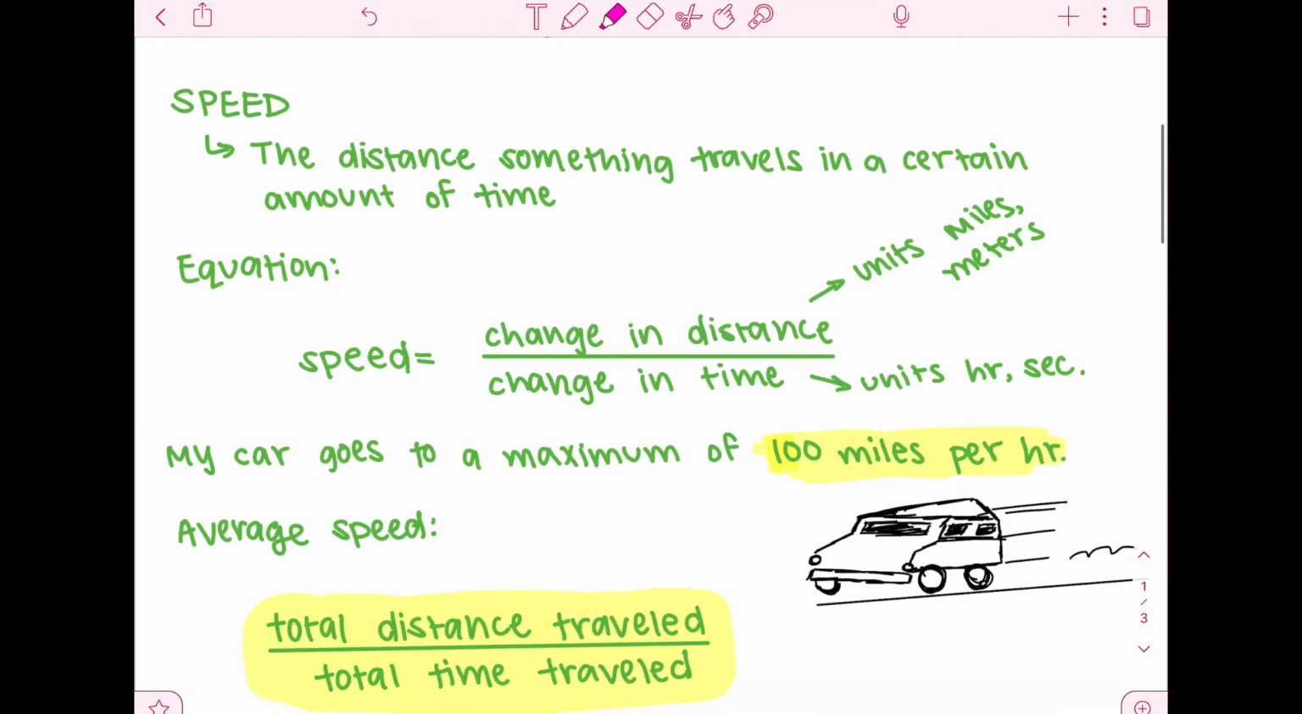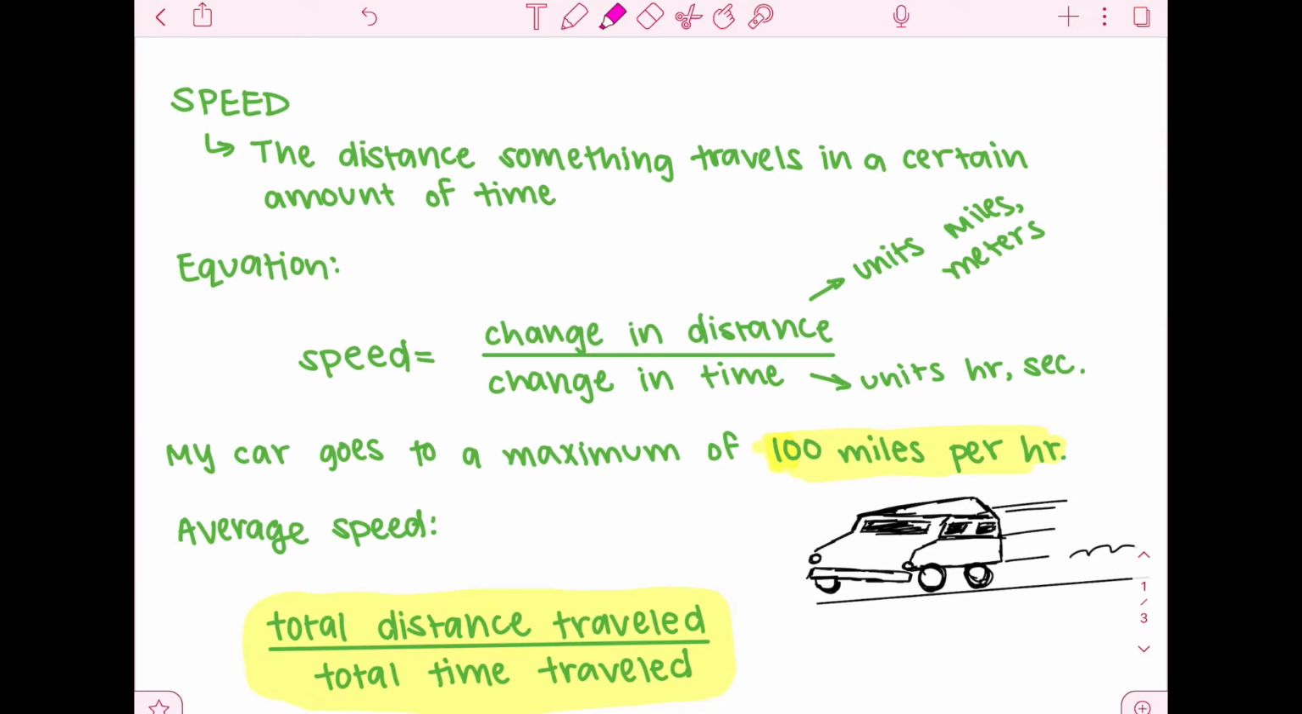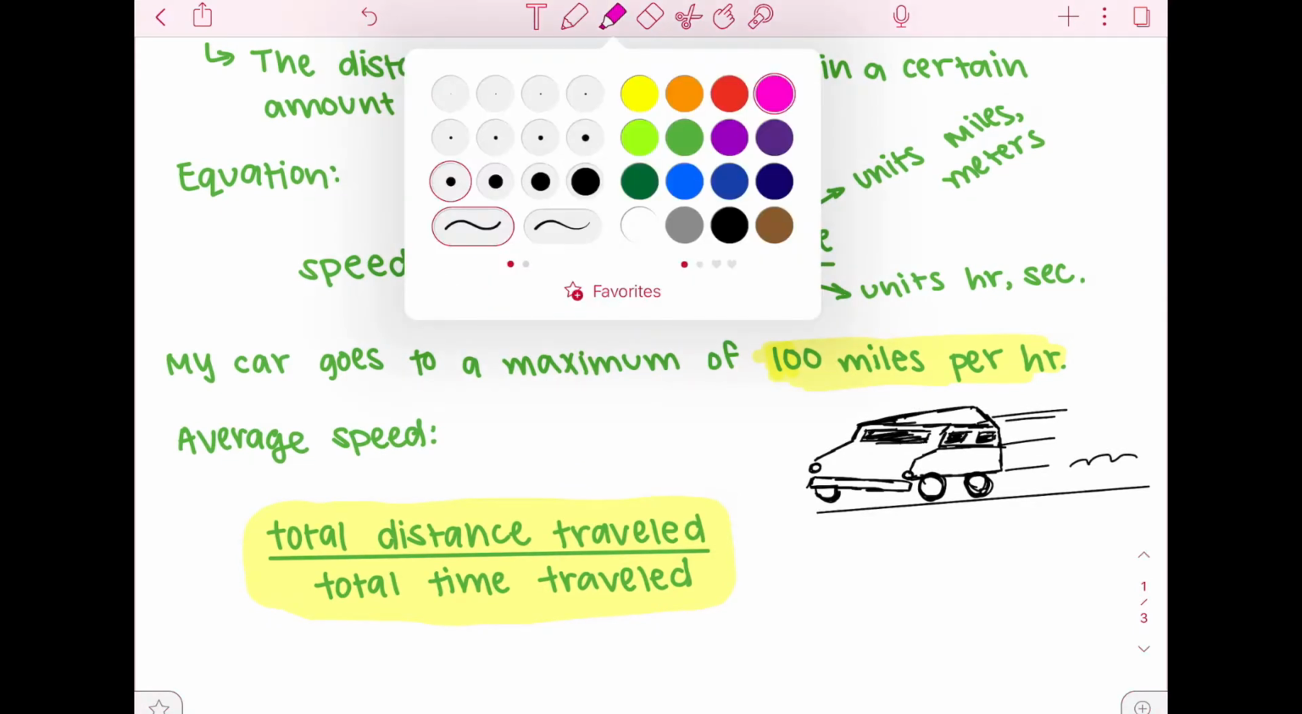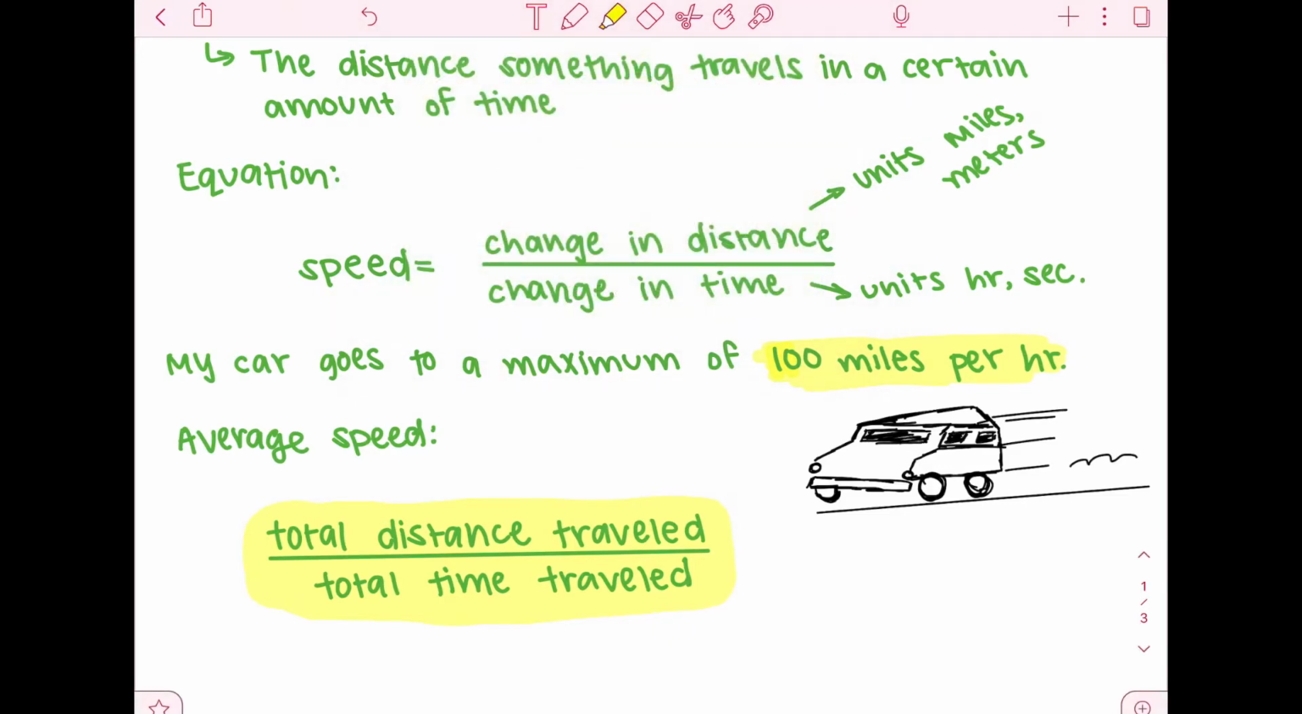Okay, so let's talk about speed. Speed is the distance of something that travels in a certain amount of time. So the equation you're going to want to remember for speed is going to be speed is equal to the change in distance over the change in time. So this is an equation you want to remember because you will be seeing it very, very often.